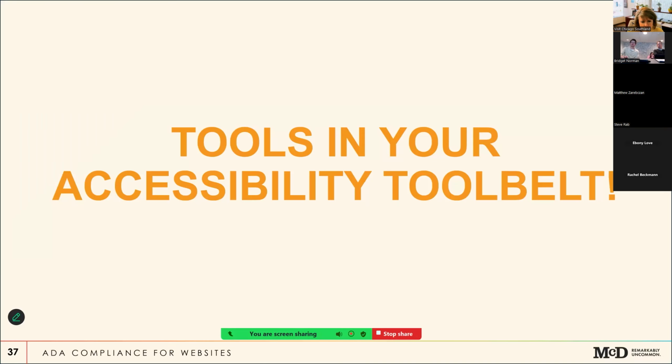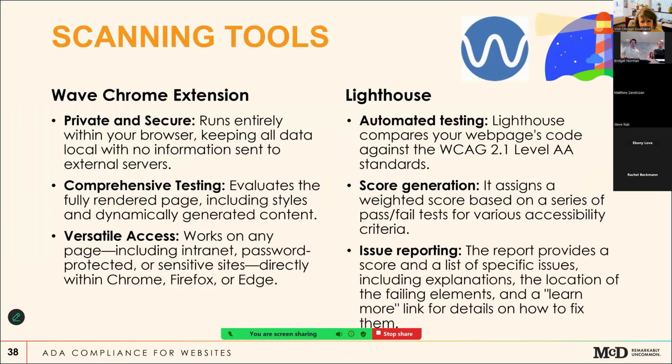Okay, so here's some tools. A lot of this will be a review, but again, these are all things that you can do right now to help with the accessibility on your site. So the Wave Chrome extension is a really big one. It's private and secure, so that's a big thing. It's not scraping your content and giving it to an AI tool, for example. It's scraping your content and giving you a score right there.